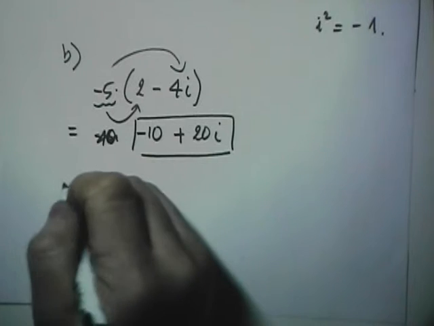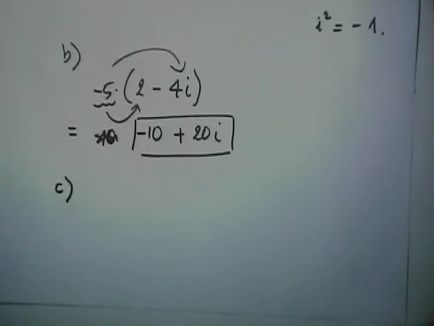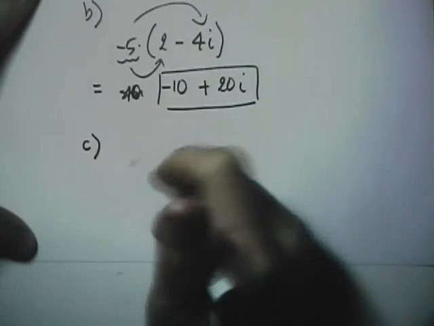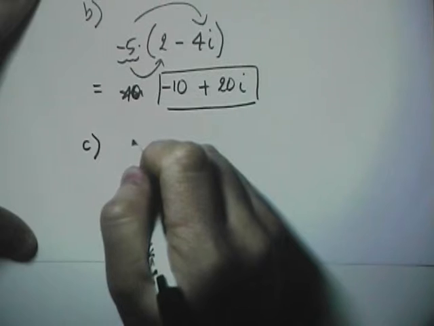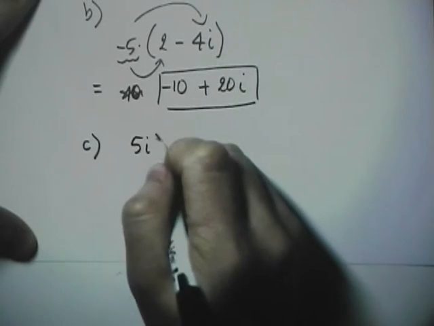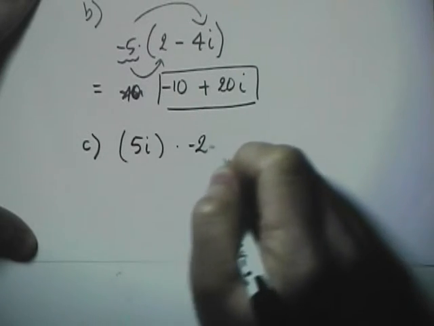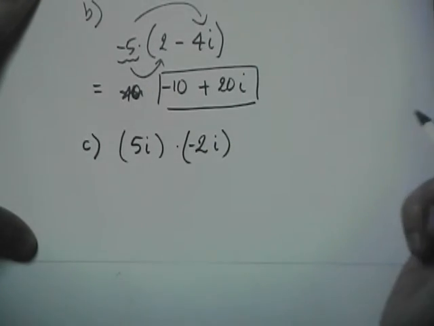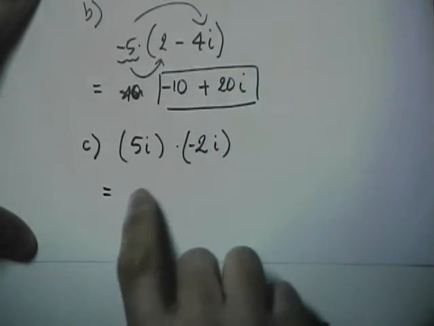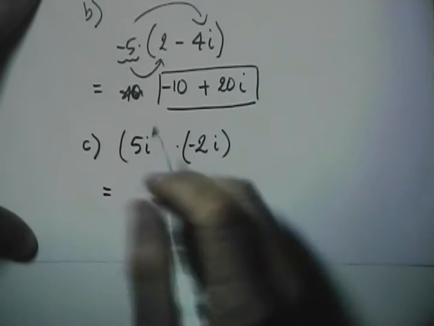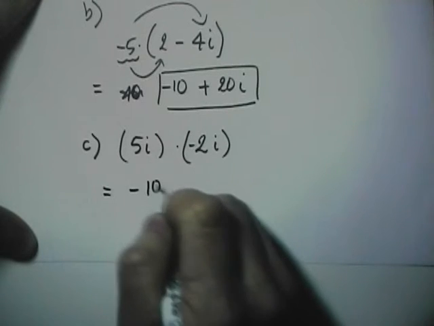Now we can also look at one last portion of this example. How about we do 5i times minus 2i, something like that. This time it's even easier. You don't even need to FOIL. All you have to do is multiply straight through. You get minus 10i squared.